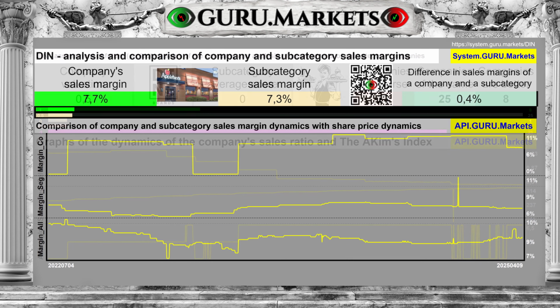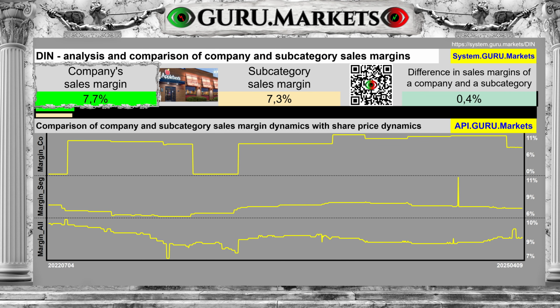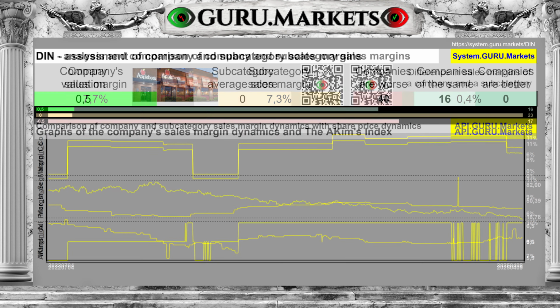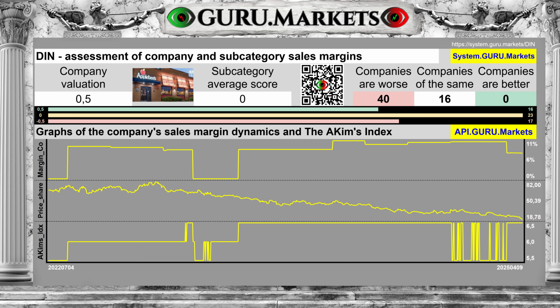The margin is 7.7%, with an average in the subcategory of 7.3%. The difference between the subcategory average and the company's performance is 0.5%. Profitability assessment in comparison with the indicators of companies in the subcategory: good, 0.5 points.